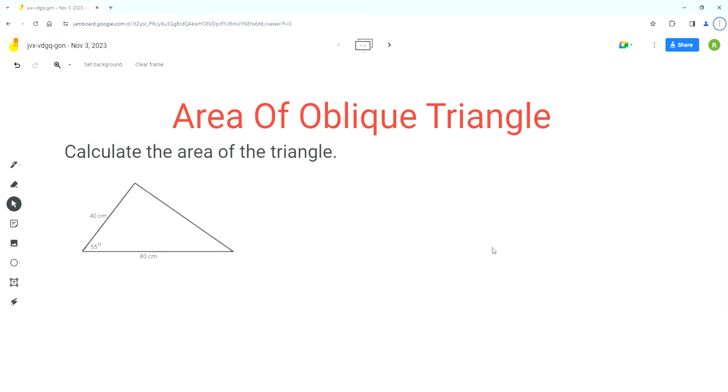Hello everyone. In this video, we'll calculate the area of this oblique triangle. Now this triangle is an oblique triangle because it is not a right angle triangle. Now in order to calculate the area of any triangle, we have to use the formula for area of a triangle, and that formula is area equals base times height divided by 2.